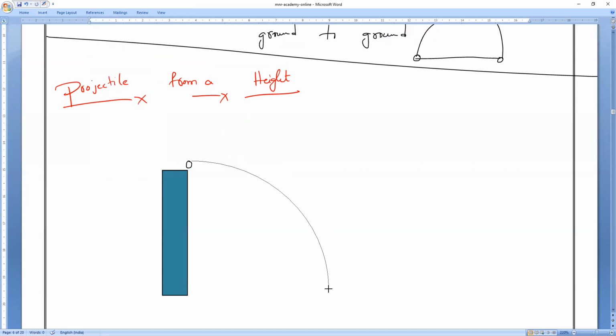Am I right or wrong? Are you clear, everybody? That is what. So it will reach the ground. Let me extend the drawing a little bit so that it will reach the ground.